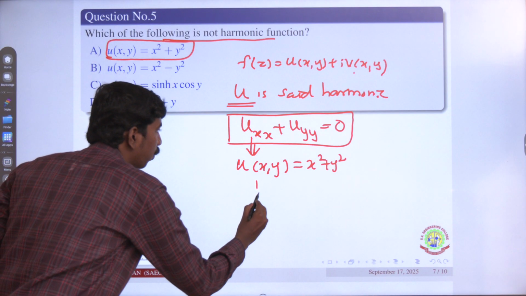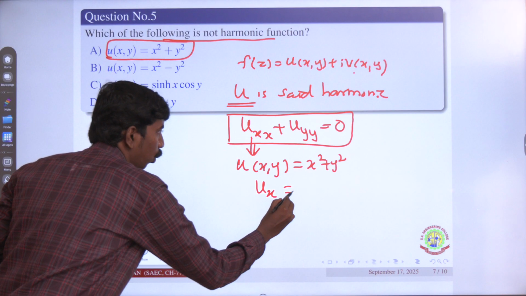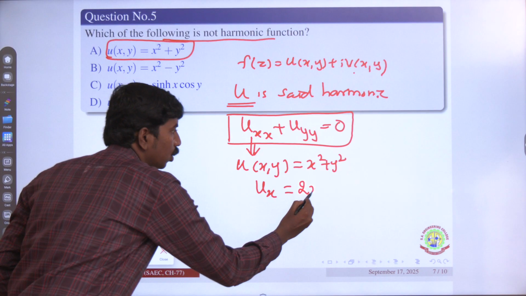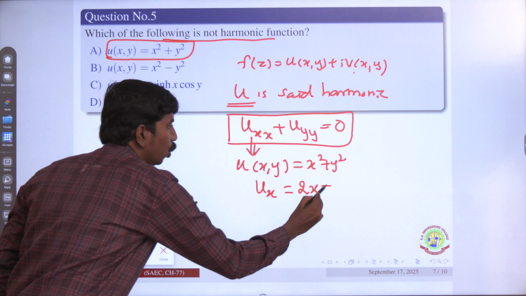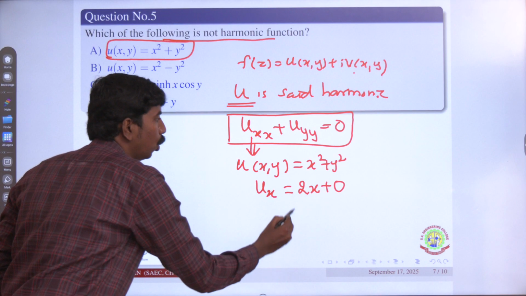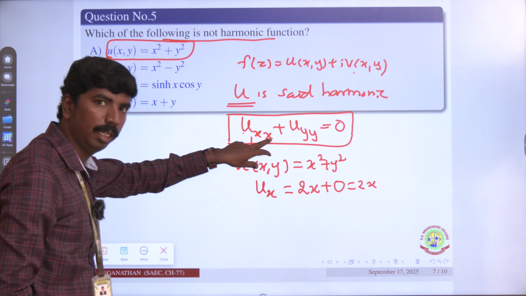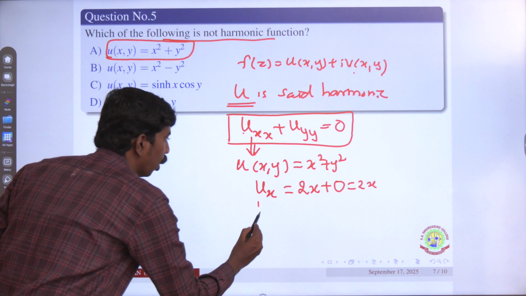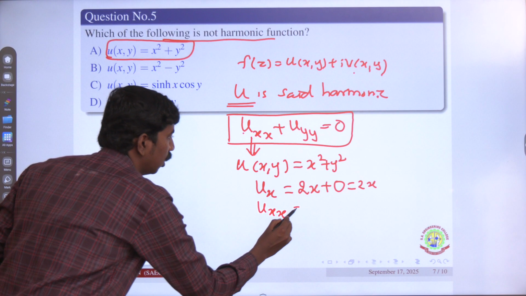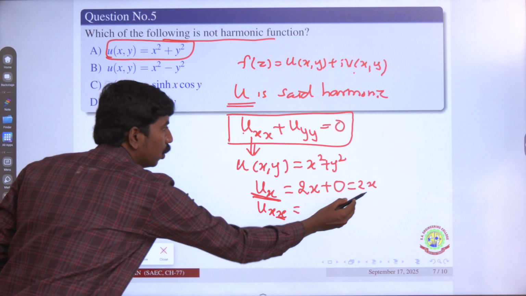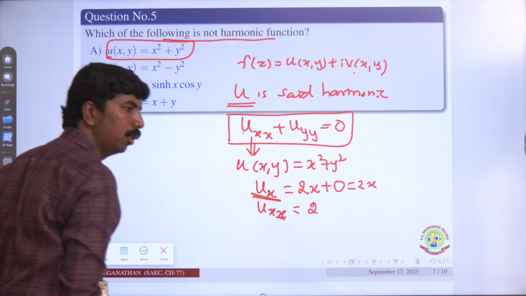So I need to find out the first derivative ux. What is the differentiation of u with respect to x? It is 2x, since the differentiation of x square is 2x. There is no x in the second term, therefore 0, so that is equal to 2x. So I need to find out uxx. I will go for the second derivative also, that is uxx. So differentiation of ux with respect to x again. Therefore, differentiating 2x, I will get 2.